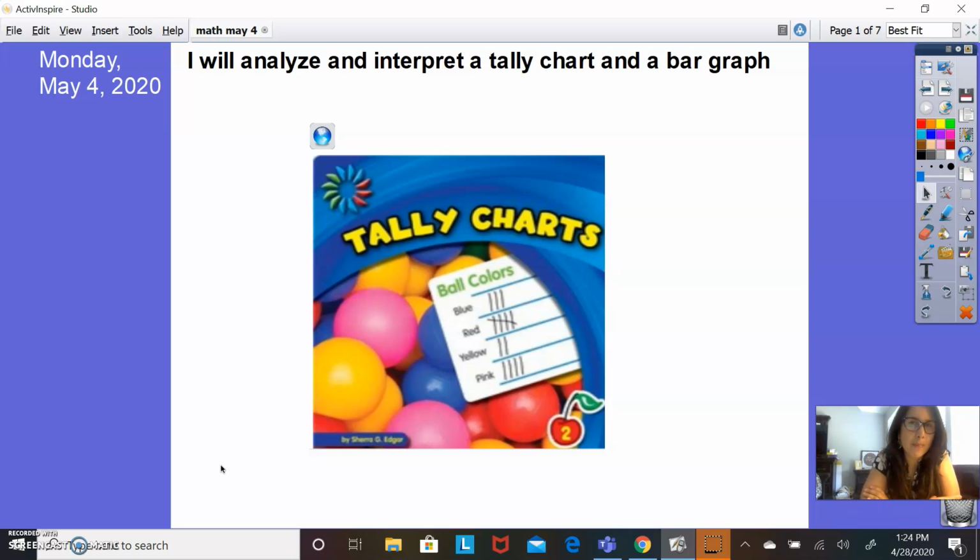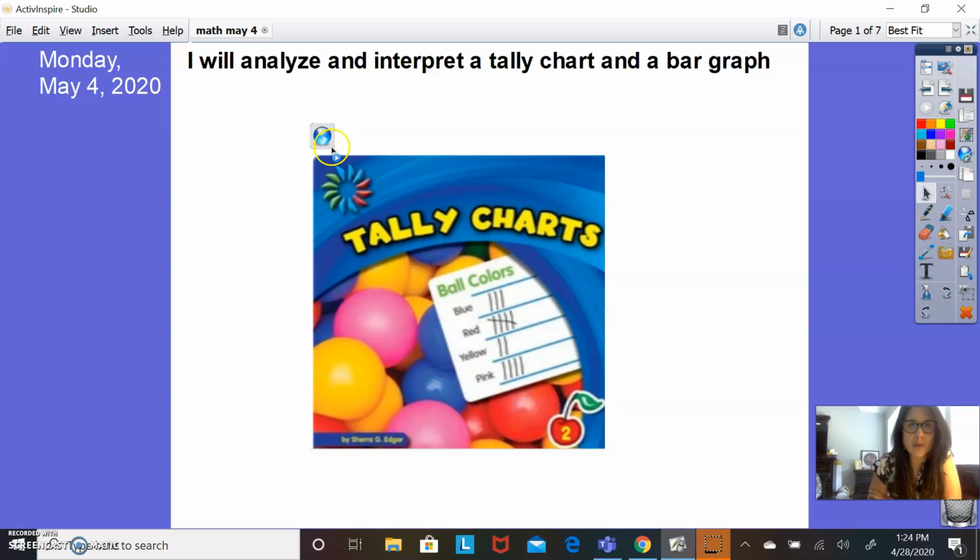Today we are going to talk about tally charts and bar graphs. So let's get started with reading our job. I will analyze and interpret a tally chart and a bar graph. When we say analyze and interpret, that means we look at a chart and we explain what the charts are telling us, what it's showing us.